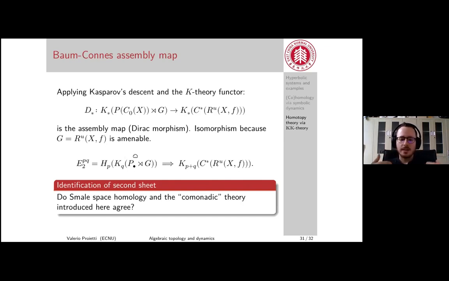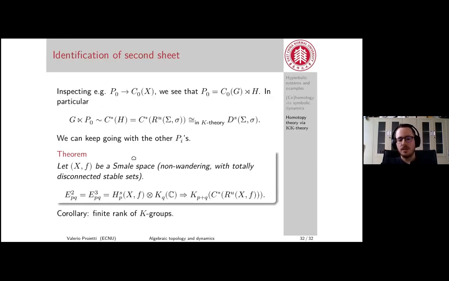So can I identify the homology of Smale spaces with the comonadic theory that I get here? I call it comonadic because induction and restriction form a comonad. And so the answer is yes. For example, if you look at P0, it will look something like C0G cross H. In particular, when I now descend, I had a left action of G, and this will get me C star of H. Now remember, H or RU of sigma, and the K theory of RU of sigma, this was my first observation, is the dimension group ds sigma. So at least in the first step, I get the right chain complex, and then I can keep going.